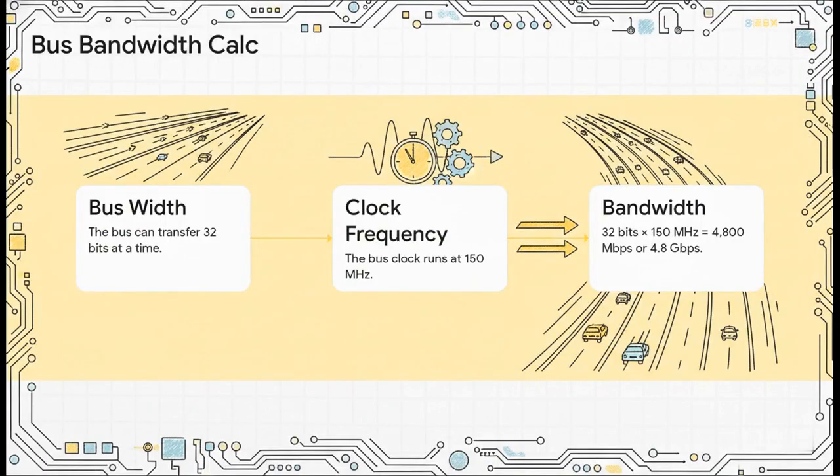Now, the ultimate measure of performance is something called bandwidth. And to calculate it, it's actually pretty simple. You just multiply the bus width by the clock frequency. So, for example, a 32-bit bus running at 150 megahertz can transfer 4.8 gigabits per second. That number tells you the absolute maximum throughput of your digital highway.